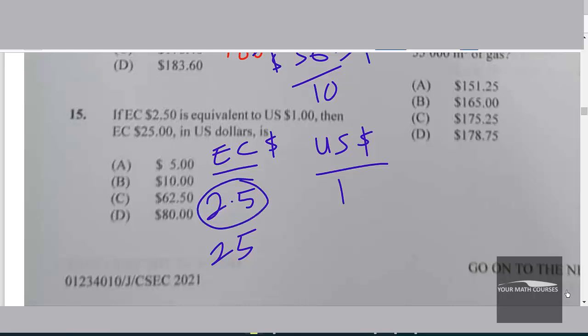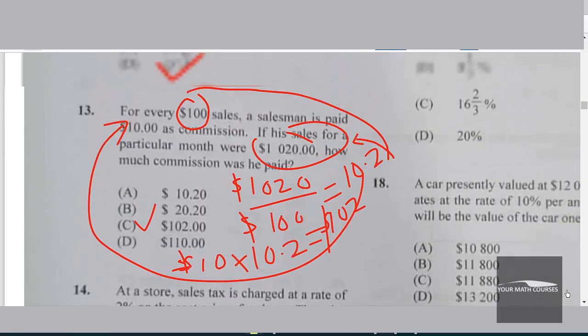What do you think happened to 2.5 to get 25? It's a multiplication by 10. So we have to multiply the 1 by the same 10. So 1 times 10 is 10. So it means that 25 EC dollars is equivalent to 10 US dollars. So the correct answer is B. Now let's proceed to number 16.